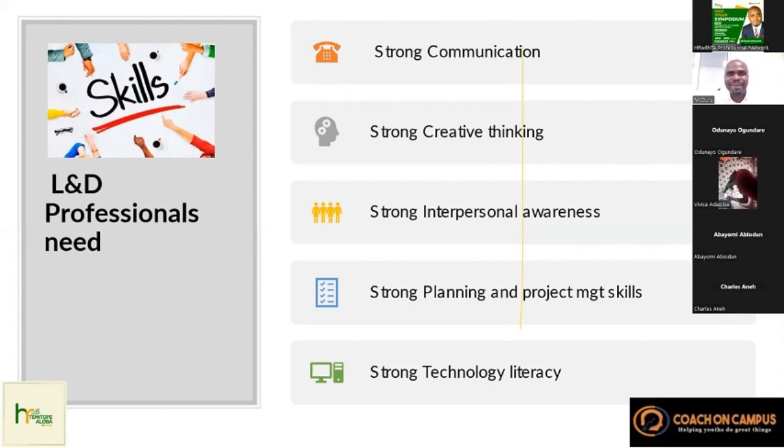Communication is a dire skill. Creative thinking is a dire skill. Interpersonal awareness, self-awareness, and other awareness are dire skills that you need to really equip yourself with. Planning and project management skills are very dire needs, as is the use of technology across the board. It's very, very essential. Next.